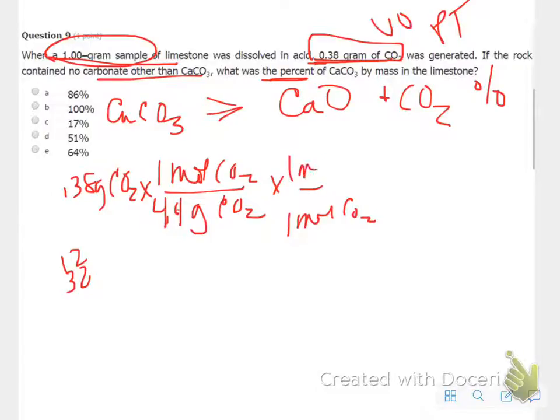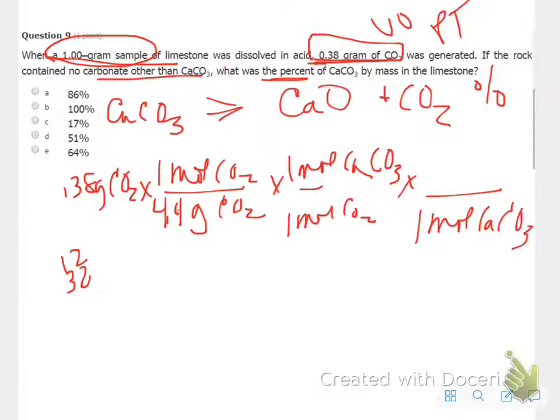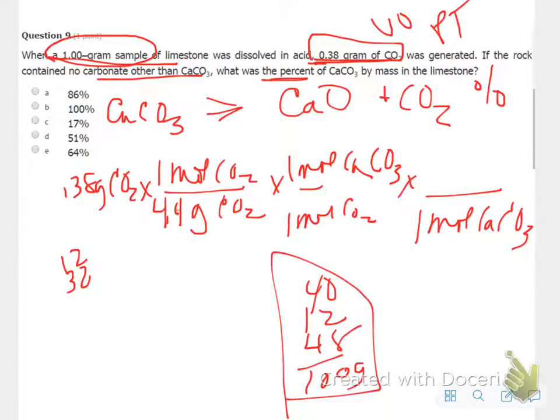And for 1 mole of CO2, I get 1 mole of calcium carbonate required, and 1 mole of calcium carbonate. Calcium is 40, carbon is 12, 3 oxygens is 48, that adds up to 100, which is why we often see this compound used in multiple choice, because it's good for mental math, because I end up with 100 grams of calcium carbonate. Okay, so let's see what we can cancel out.